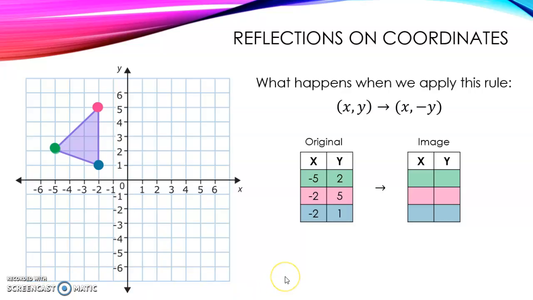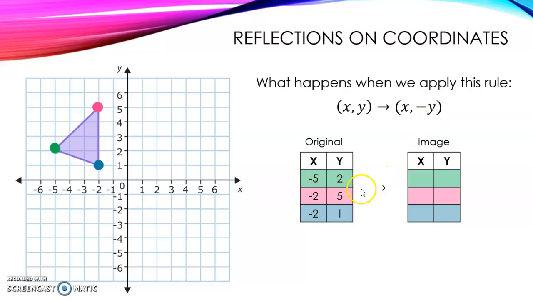Okay, so now I want to explore something, answering this question here. What happens when we apply this rule? We're going from x comma y to x comma negative y. And when we have a negative in front of our y value, another way of saying that is that we're going to be flipping all of those y values.